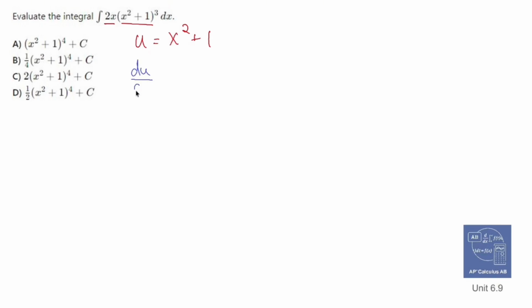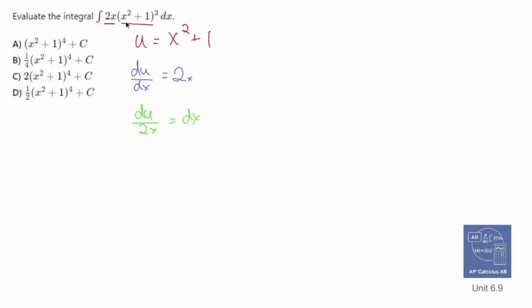du dx is going to be the derivative of x squared plus 1, which is 2x plus nothing. Now, this is how I do it, and I know different teachers do it differently. I like to multiply both sides and divide both sides by the dx and the 2x respectively and simultaneously. So what you get would be du over 2x equals dx.